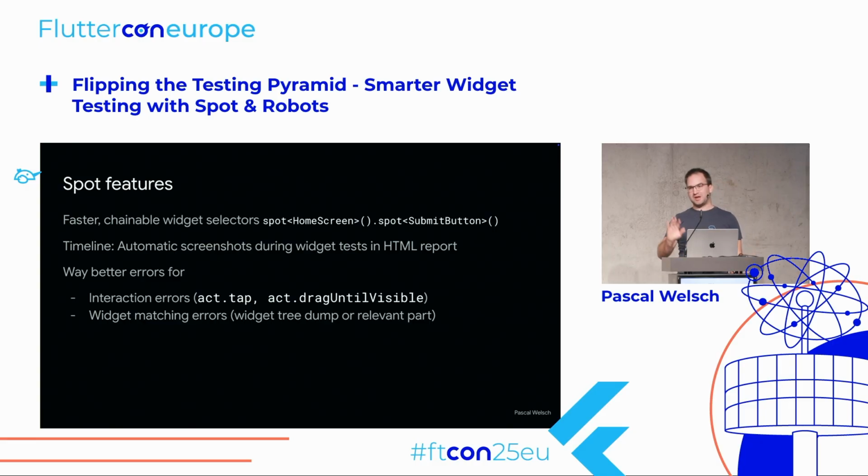I created a timeline. I will show you a demo in a second. So basically, when your test fails, it will generate an HTML report with all the screenshots of your application. Super useful. Your test fails, and you can actually see what's on the screen and why it fails. And we worked a lot on better error messages, but I will show you some examples.